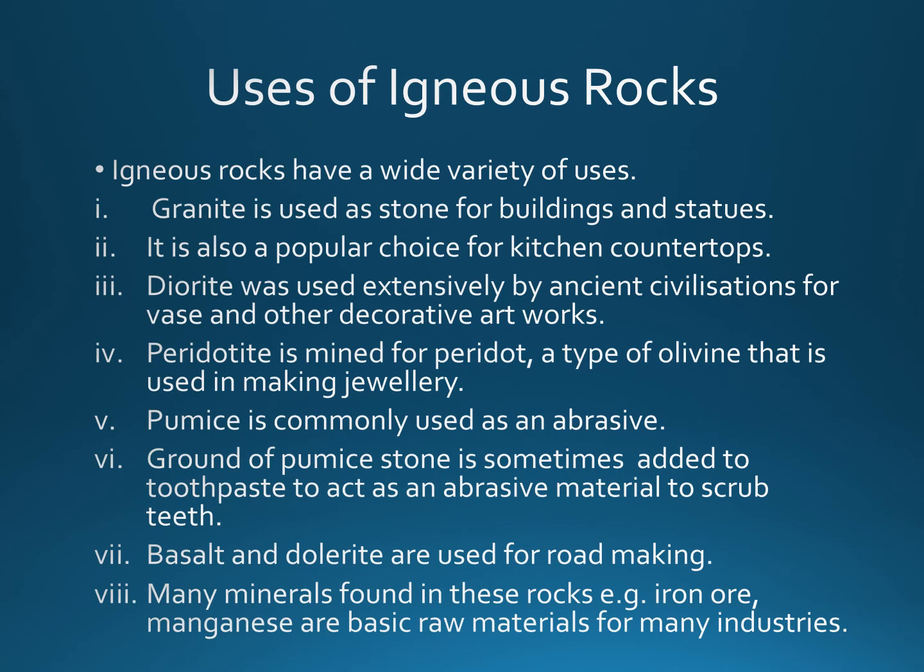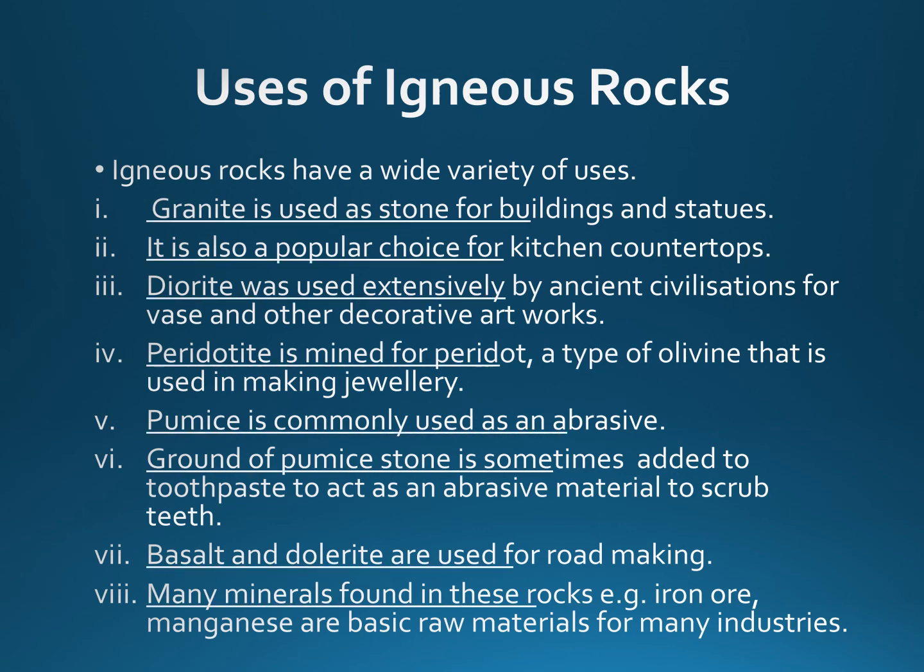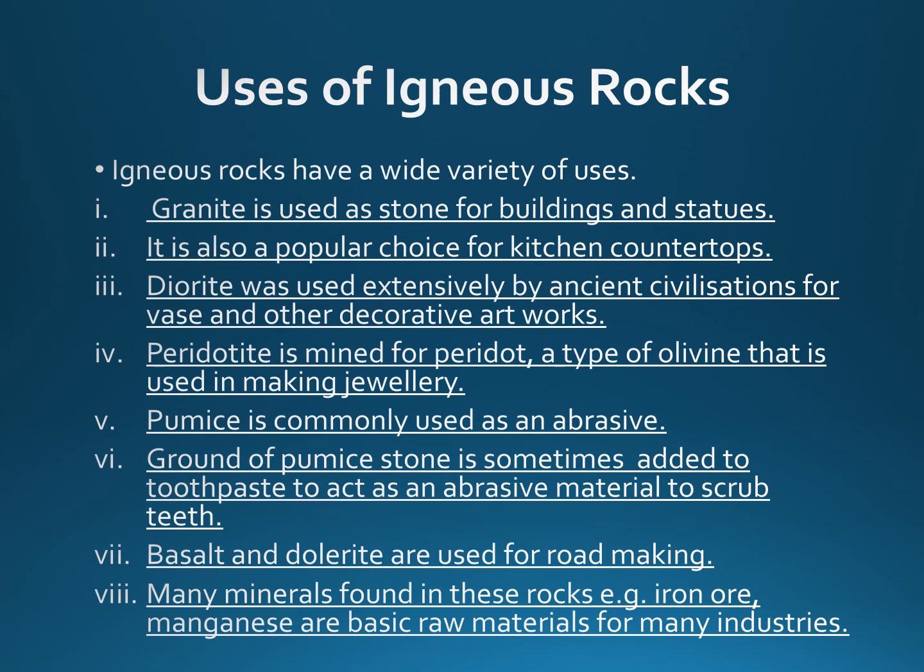At the end, let's learn about the uses of igneous rocks. Igneous rocks have a variety of uses. For example, granite is used as stone for buildings and statues. It is also a popular choice for kitchen countertops. Diorite was used extensively by ancient civilizations for vases and other decorative artworks.